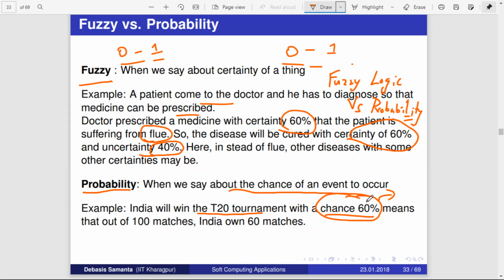This is based on some past data. What is the past data? Previously, out of 100 matches India has won 60 matches. So based on the past figure, we are saying that it will win. There is a chance of 60 percentage, whereas this and this were totally different.